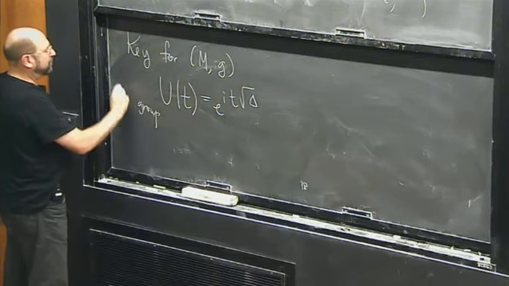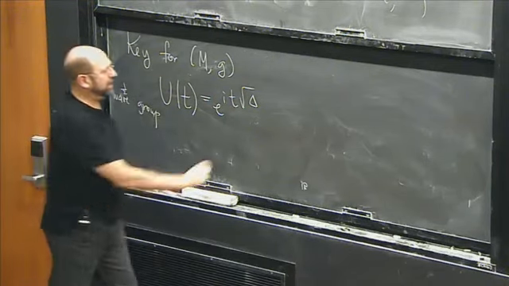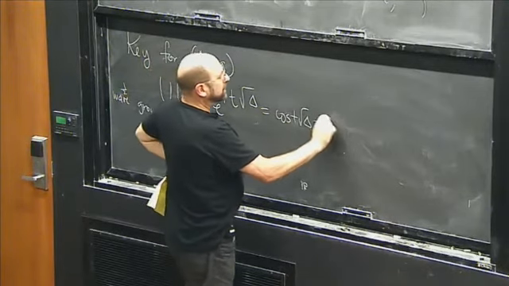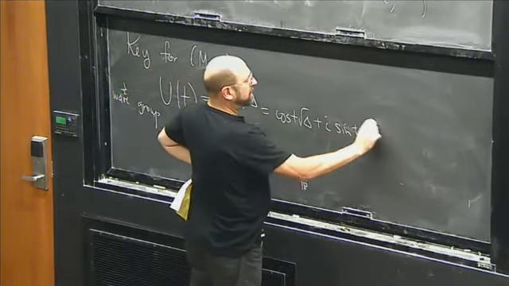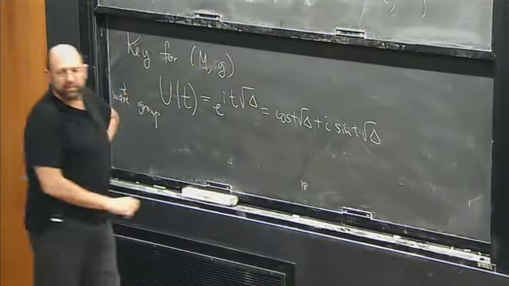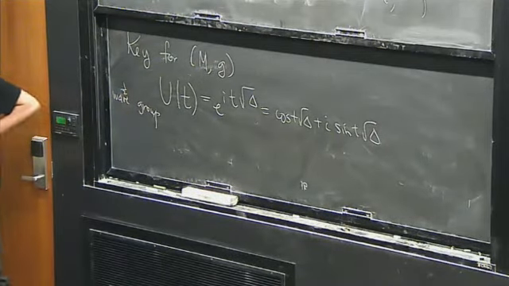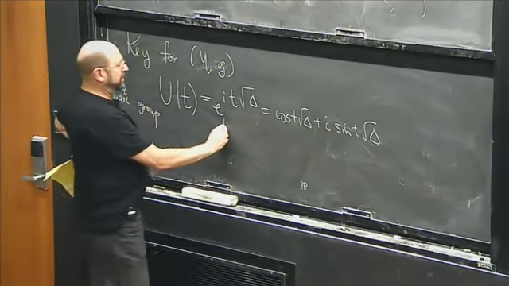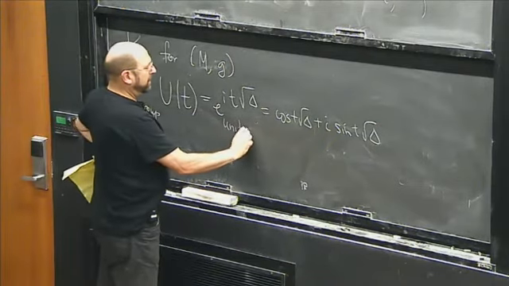So, or half wave group, if you want to be like that. This is cosine t square root of Laplacian plus i sine t square root of Laplacian, and these are all defined by the spectral theorem. It makes sense to take functions of operators. So this is a unitary operator.